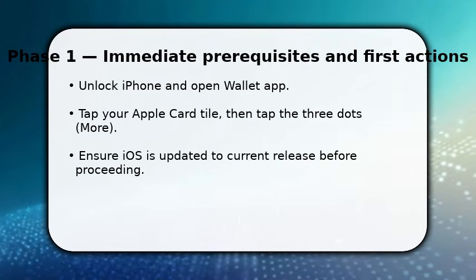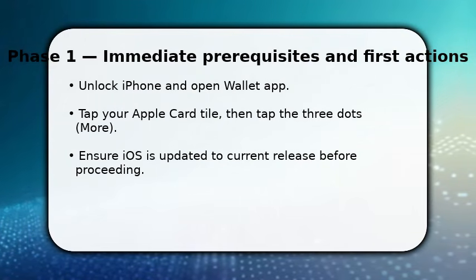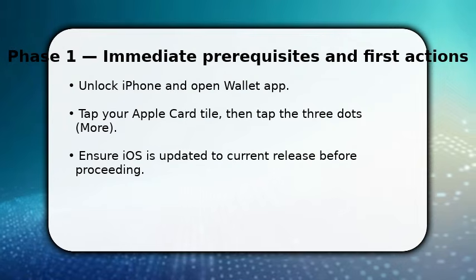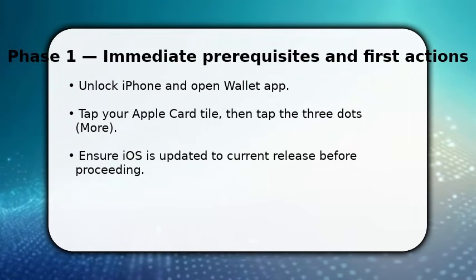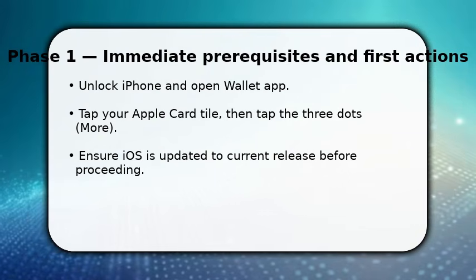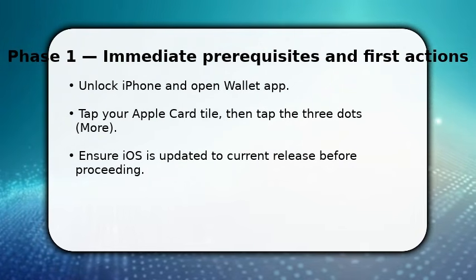You start by opening Wallet and selecting your Apple Card. This puts you directly where changes can be made. Once done, tap the three-dot menu or the More button to reveal card settings. You need to confirm iOS is up to date because older versions hide appearance controls.